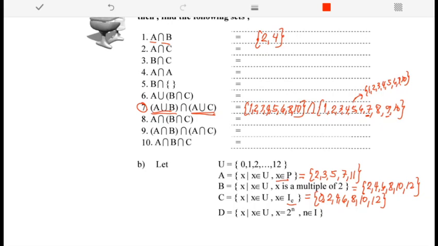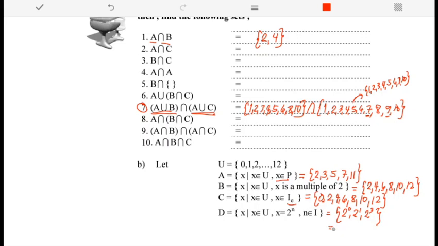Now for set D, you have 2 to the power of n, and n is from the natural integers. You start with 0, because negative integers will be fractions, and we don't have fractions in the universal set. So just start with 2^0, 2^1, 2^2, 2^3. 2^4 is 16, so remove that part. We don't include 2^4.